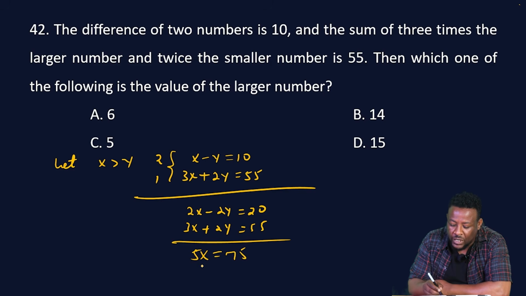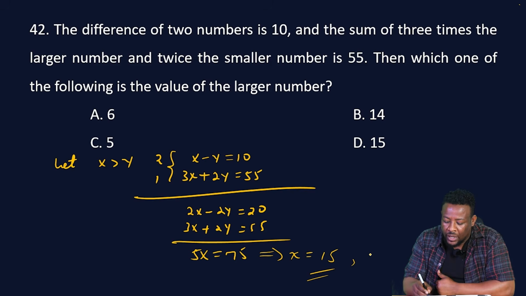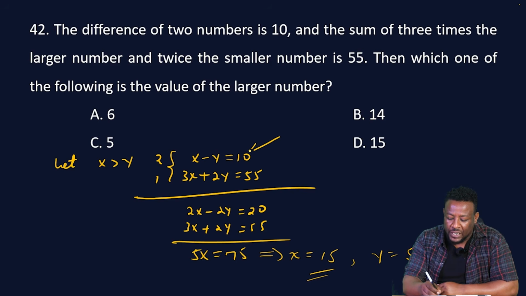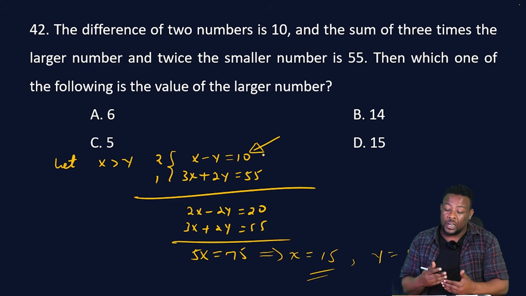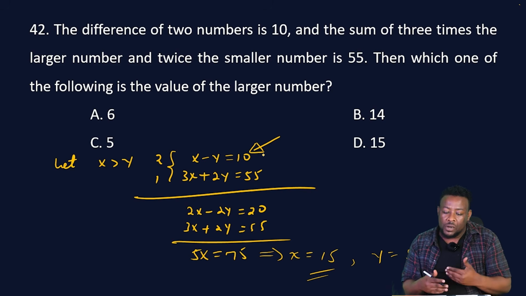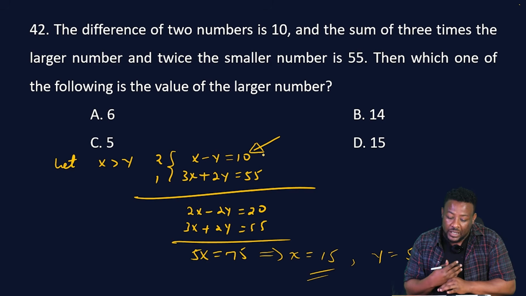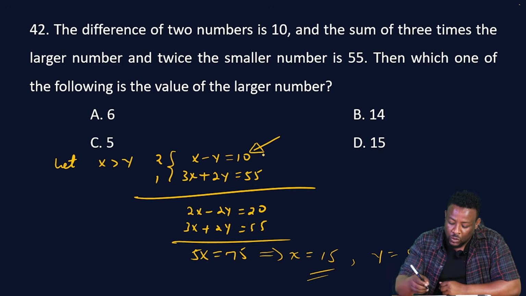5x 75 ከሆነ dividing both sides by 5 we get x value. So the x value becomes 15. So as you can check x 15 ከሆነ y 5 ነው የሚሆነው. Okay? The first equation ላይ መተን substitute ብናደርግ የyን ዋጋ እናገኛለን ማለት ነው. So you can check that the difference between these two numbers is 10 and 3 times the larger number plus 2 times the smaller number 55 ይሰጠናል. So የተጠየቅነው the larger number ማን ነው የሚለው ነው. So ለዚህ ጥያቄ መልሳችን የሚሆነው D ነው ማለት ነው.